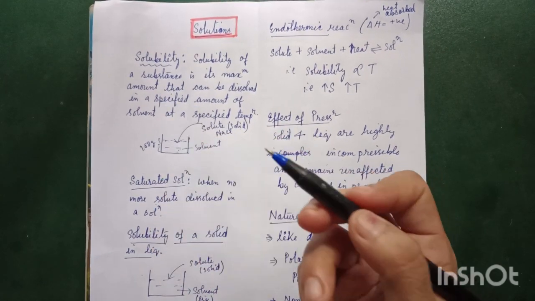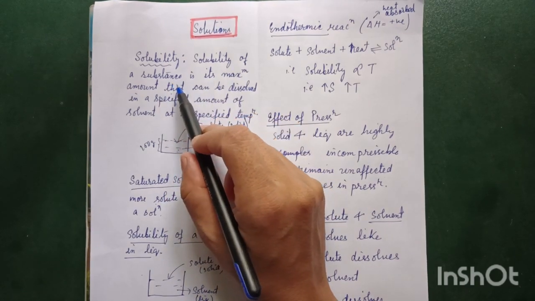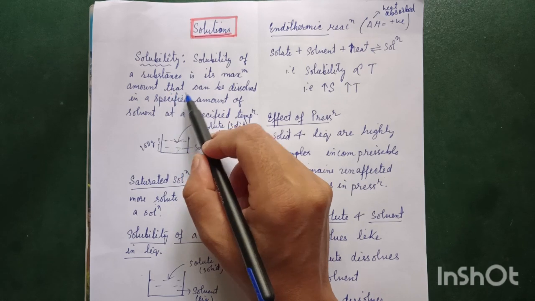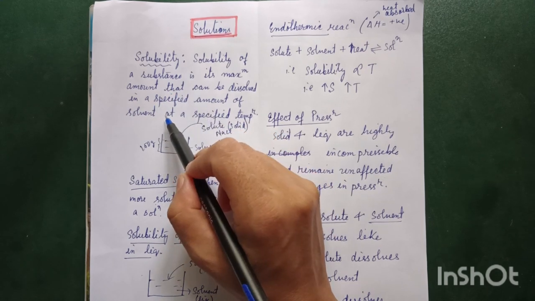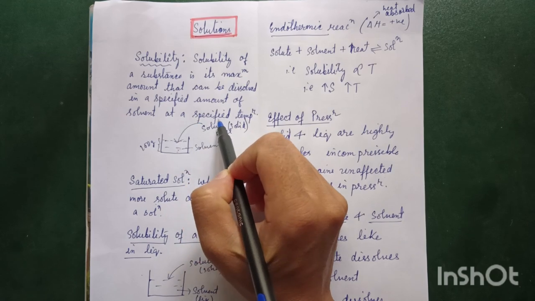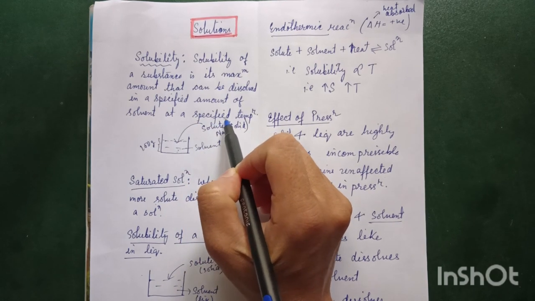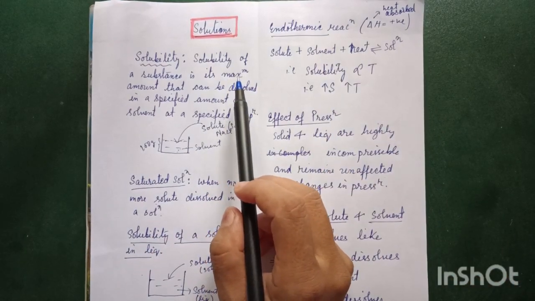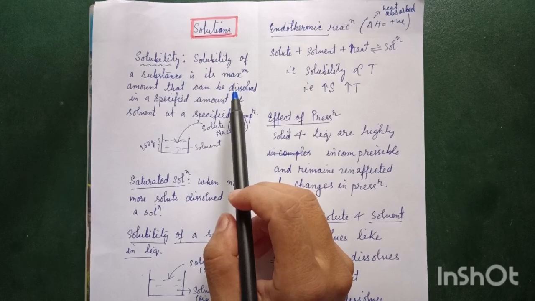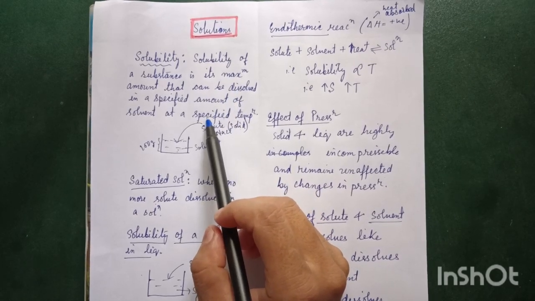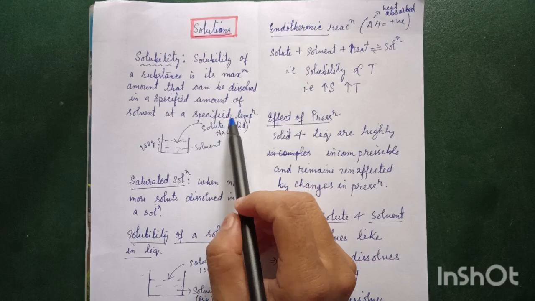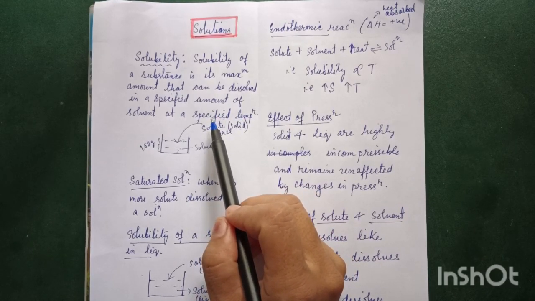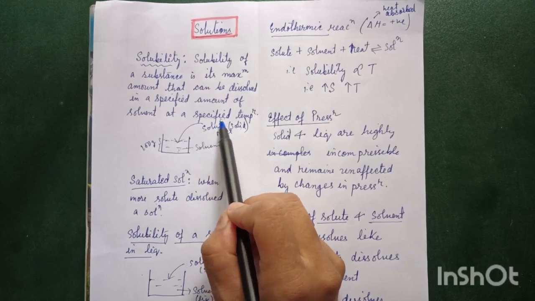So what is solubility? Solubility of a substance is its maximum amount, that means the maximum amount that can be dissolved in a specified amount of the solvent, that means a given amount of the solvent at a specific temperature. That means we have to maintain the temperature constant. Why are we keeping a specified temperature? Because if we change the temperature, then the solubility will change. So we have to fix this temperature.